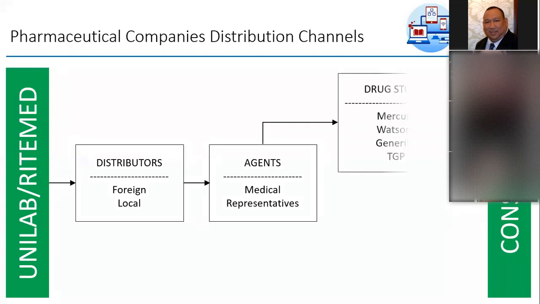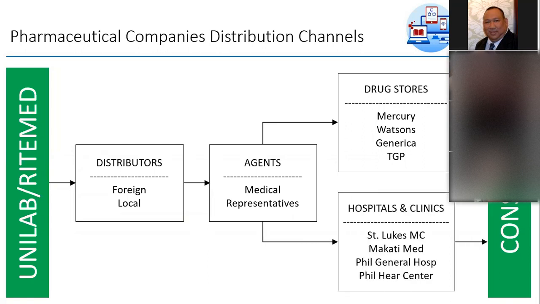Yan. So, dumidiretso ba ang medrep sa tao? Siyempre, diyan na dumadaan yan sa mga drugstores, sa Mercury, sa Watson's, Generica, the generics pharmacy, etc. So from the drugstores, yan ang link sa customers. Isa pa, sa mga hospitals and clinics. So St. Luke's, Makati Med, Philippine Gen, Philippine Heart Center, yan. So nakikita niyo yung importance ng distribution channel.